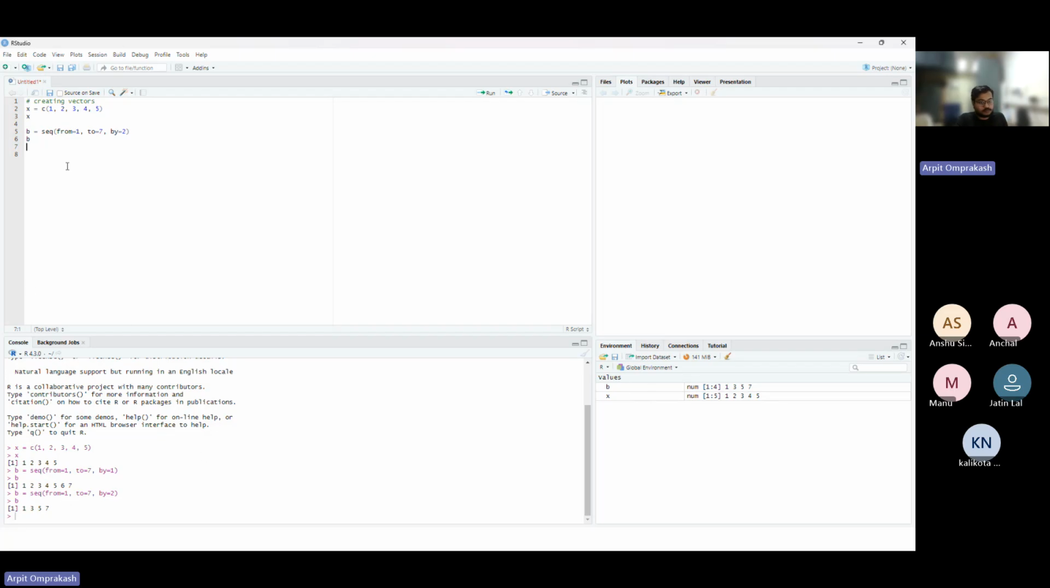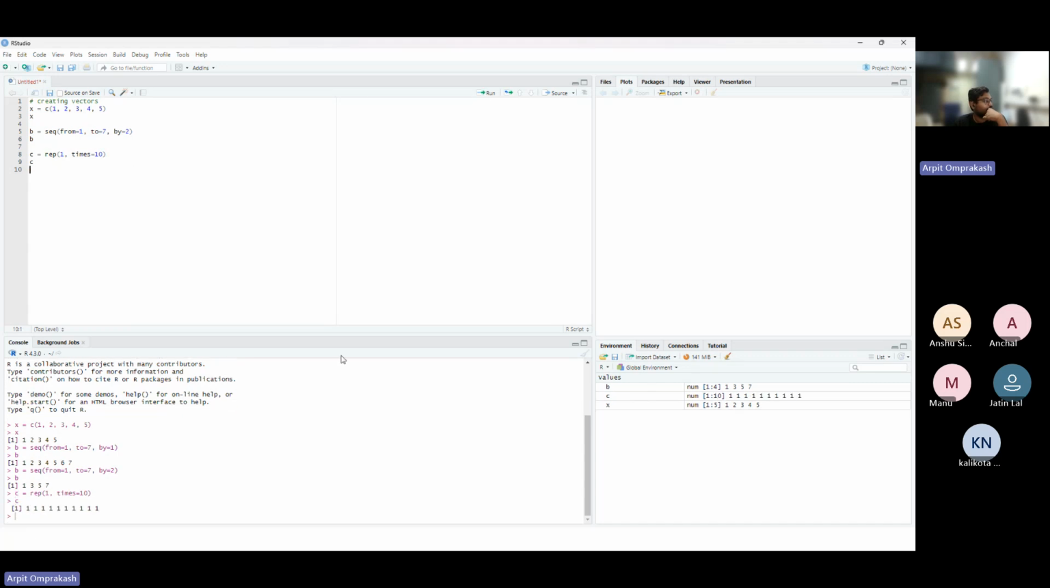Right. Then you can also use something called repeat, which is rep of 1, and you have to give a value for how many times you want this thing to be repeated. So times is equal to 10, and if I run this, we'll get a list of 10 ones, right?